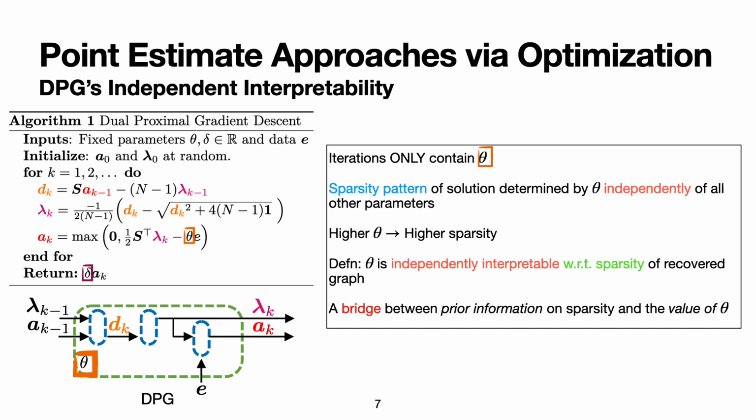I'm going to introduce some terminology that I'll come back to a few times. I'm going to say theta is independently interpretable with respect to the sparsity of the recovered graphs, because theta determines the sparsity pattern independent of all other parameters. It acts as a bridge between prior information on sparsity and the value of theta. We're going to find this very useful when we do Bayesian modeling, where we'll use this bridge to produce informative priors over our parameters.